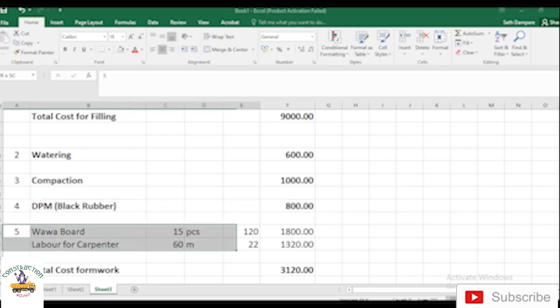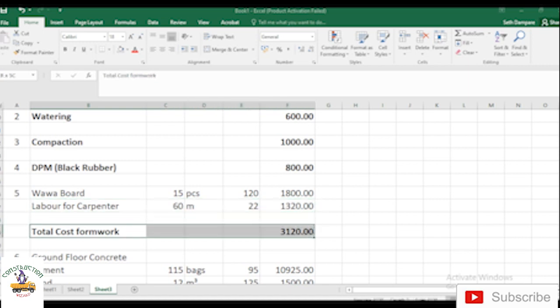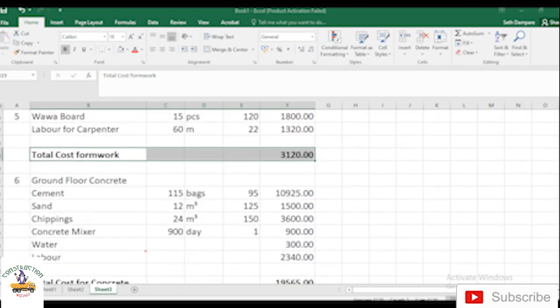We also needed some board for the ground floor to board on the side. So we bought 15 pieces of board, and one is 120 cedis. So the 15 amounted to 1,800 Ghana cedis. And then the carpenter who did the boarding for us also cost us 1,320 cedis. So the total for the formwork also cost us 3,120 Ghana cedis.